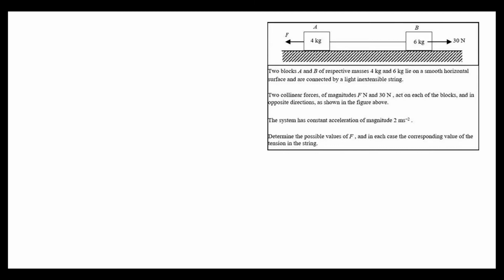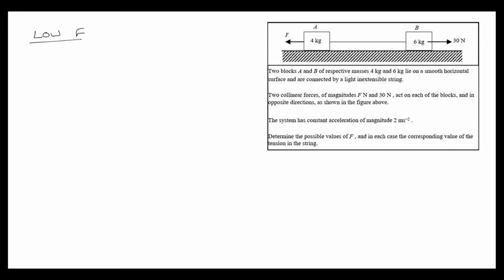We know this system could be moving either to the right or to the left, and there are two cases in which this will happen. If F is a small value, 30 is going to be the driving force, and 30 is going to make us move off towards the right-hand side. If F, however, is quite a large value, it will overcome the 30 newtons, and this system is going to be moving towards the left. So I'm just going to consider both of them and find tension and this unknown force in both instances.